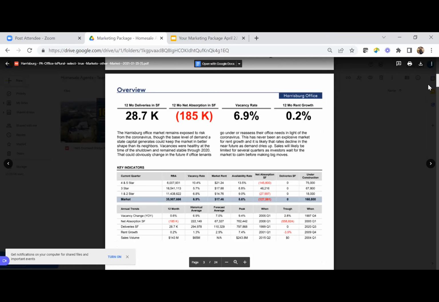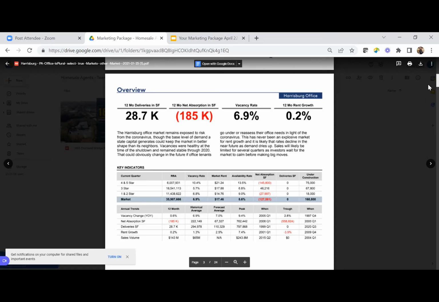Okay, so let's look at the overview here. Now, again, this is from a year ago, so just stick with me. 12 months delivery in SF was 28.7 square feet. Look at this. You'll find this kind of interesting if you're a numbers geek like myself. 12 months net absorption in square feet, minus 185,000. If you have a negative net absorption, is that a strong or a soft market? Anyone want to guess?